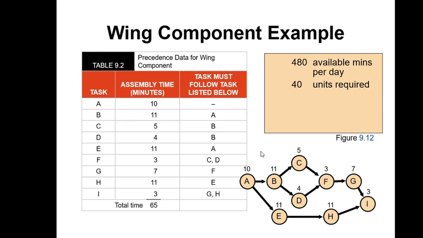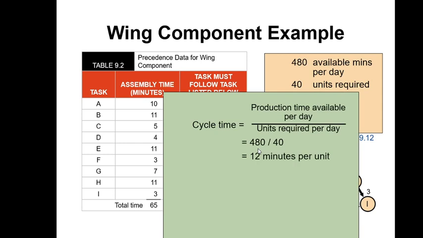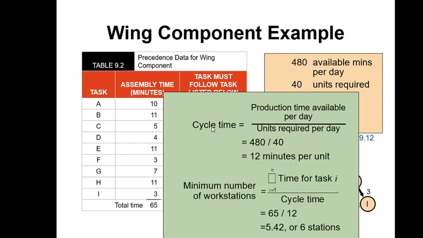Okay, let's continue. Don't forget that we have 480 minutes given in the question per day, and we have to produce daily 40 units, and this is the number of units required per day. So in order to solve for the cycle time, it is always equal to the production time available, yani the time available per day, divided by the units required per day. Now we have 480 minutes available time per day divided by the required units per day, which is 40. Then we have our cycle time, which is 12 minutes per unit.